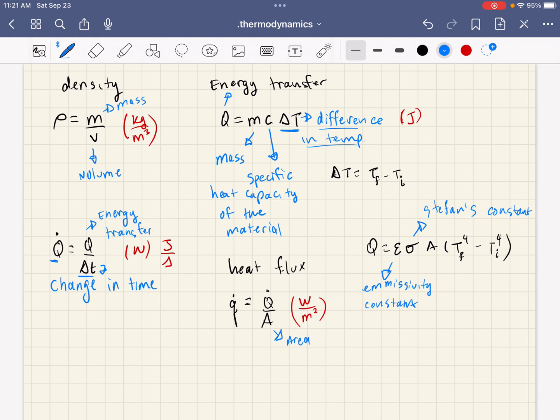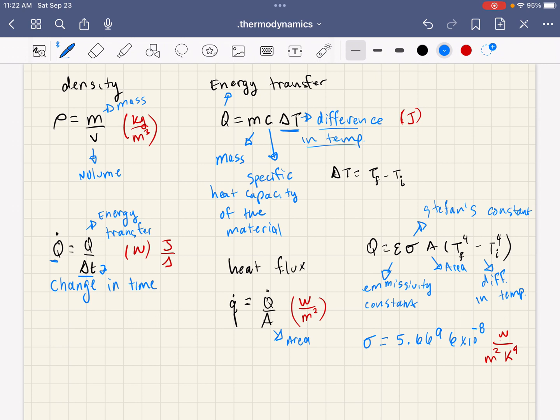Now, I do want to point out that Stefan's constant is equal to 5.6696 times 10 to the negative 8. Cannot forget our units. Never ever forget your units. It's going to be watts over meter squared kelvins raised to the fourth. Let me just fix this right here. I don't want any mistakes about it. And this is raised to the negative 8. And just like we said, A is the area, and this delta T is just the difference in temperature.